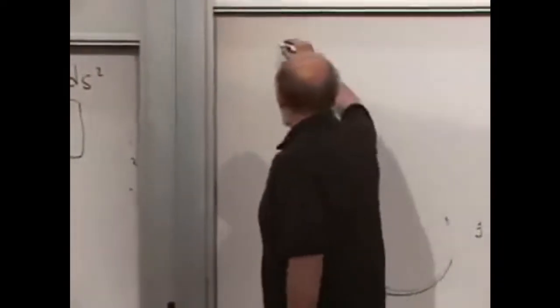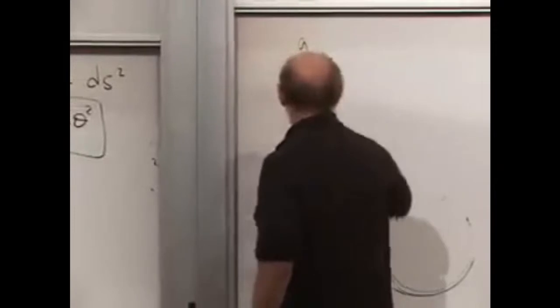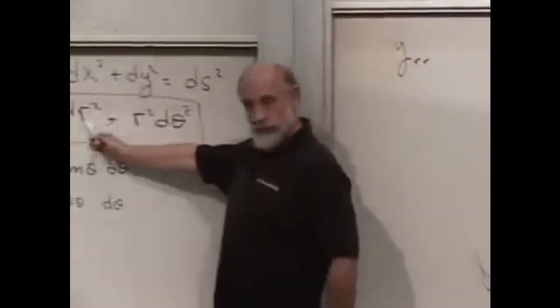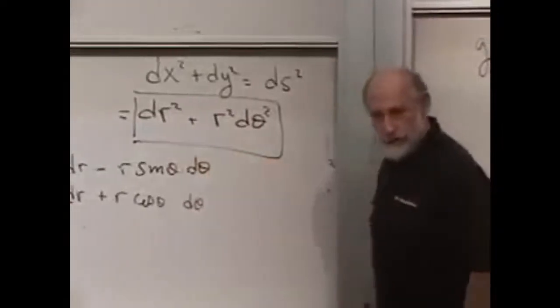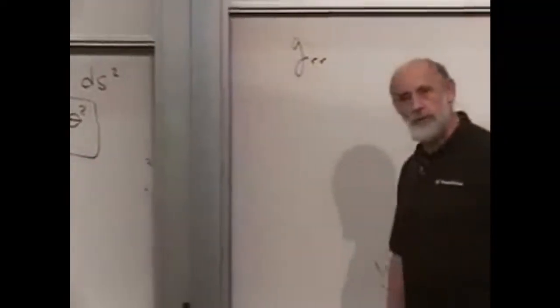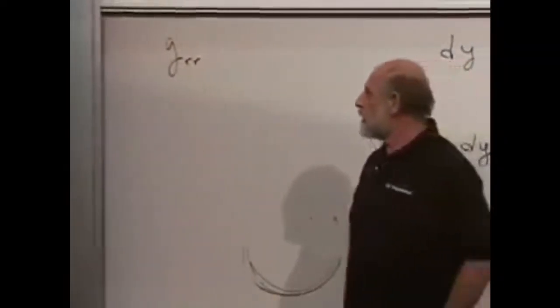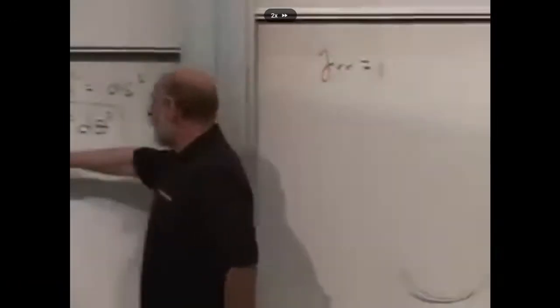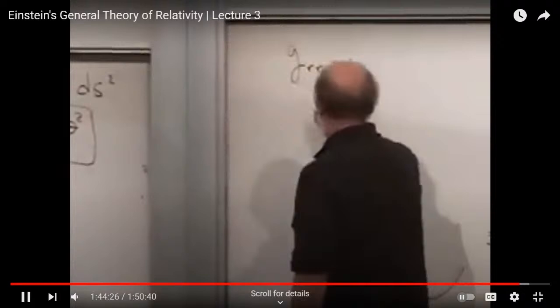So, first of all, what's g_rr? I use the index r here to represent the r coordinate. I'll use g_rr and g_theta theta instead of g_11 and g_22. What's g_rr? 1. Why is it 1? It's just the coefficient of the dr squared. What about g_r theta?